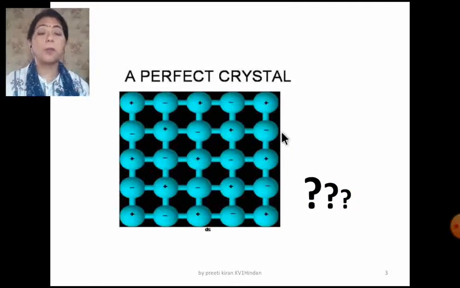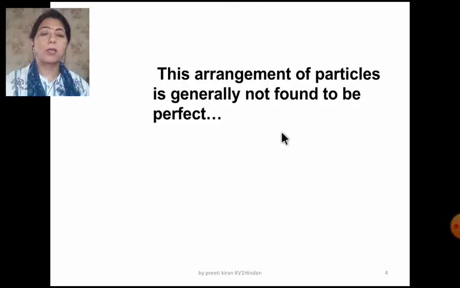But is there a perfect crystal? Let's see. The orderness is not found to be perfect. In nature, crystals are not found to be perfect. And if they are not perfect, then how is there the imperfection, and what is the reason behind these imperfections? What are the types of imperfections? Today I will explain that.